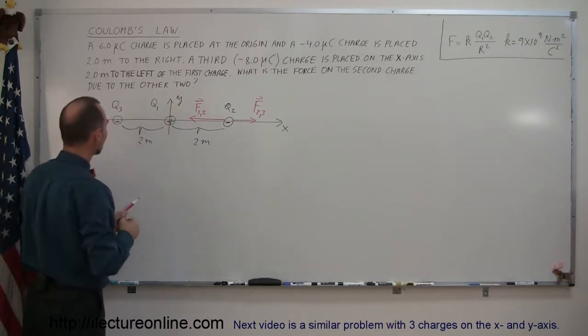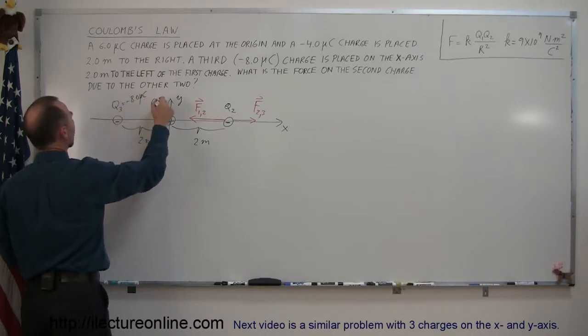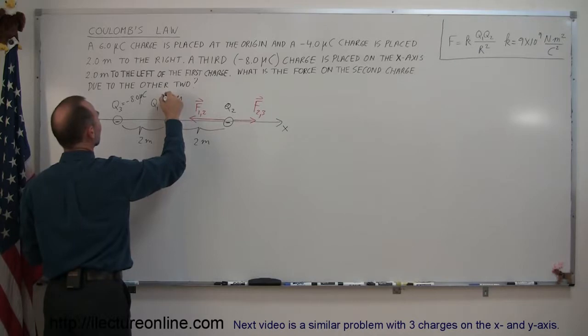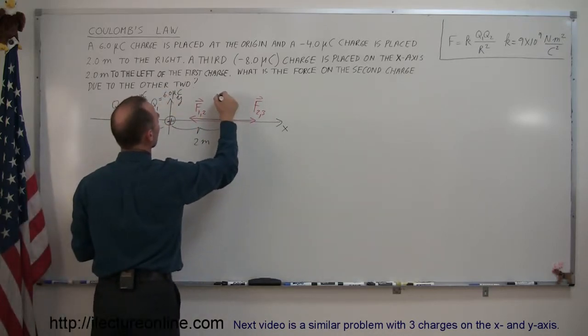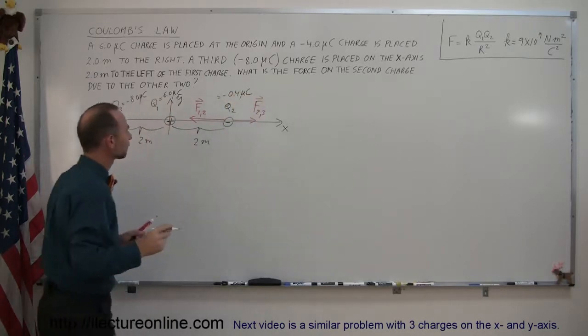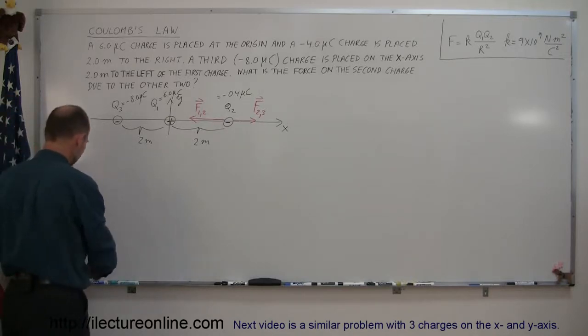So let me write down the values of these to make it a little bit easier. So this is a minus 8.0 microcoulomb charge. This is a positive 6.0 microcoulomb charge, and this here is a negative 4.0 microcoulomb charge. All right, so that's probably what it should look like. And now we need to sum those two forces up to find the net force on Q2.